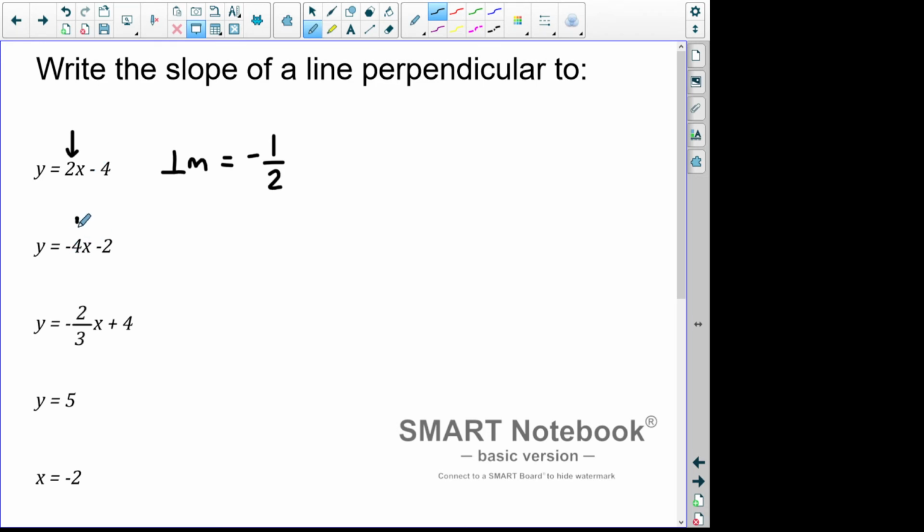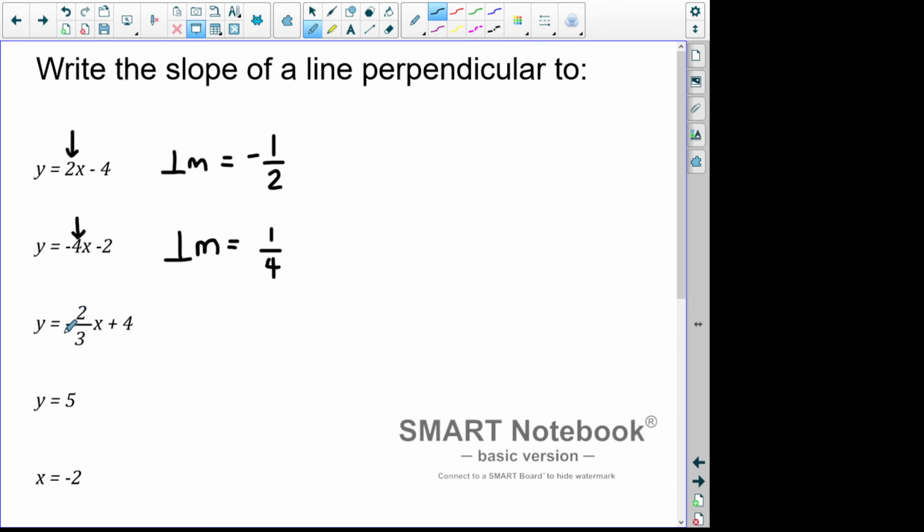Likewise, this second one has a slope of -4. So a slope that's perpendicular to that is going to have the opposite of -4. The opposite of the negative is going to be positive, and then the reciprocal of 4 is going to be 1/4. So this one's going to have a slope of positive 1/4. This has a slope of -4, so we take the opposite and flip it over, so it's going to be positive 1/4.